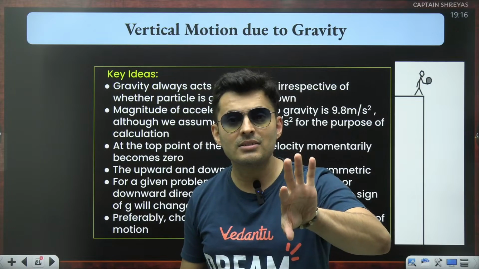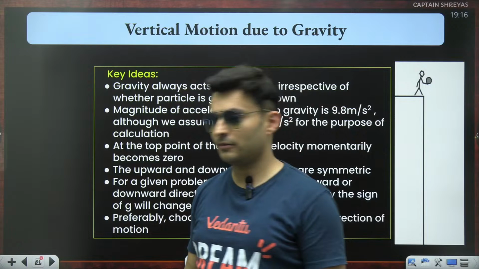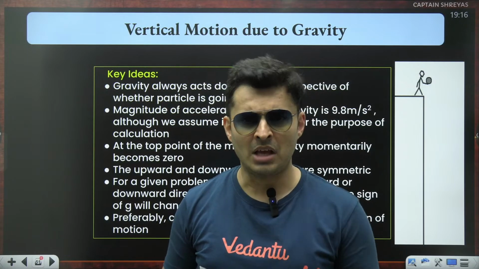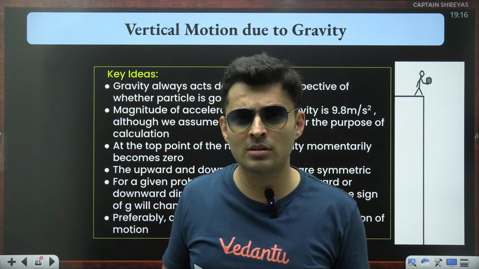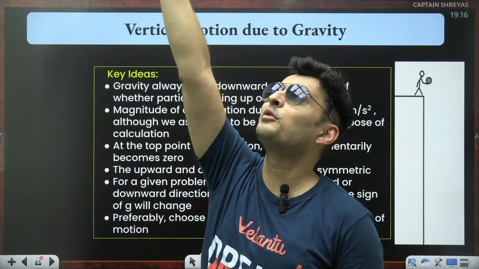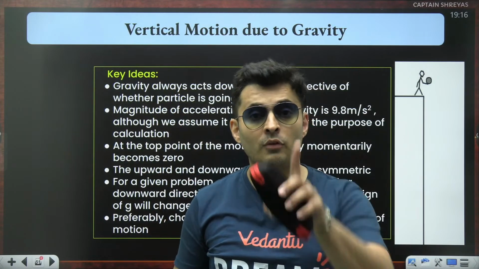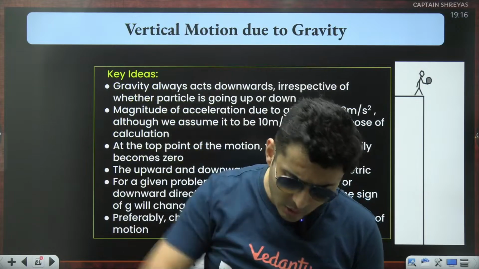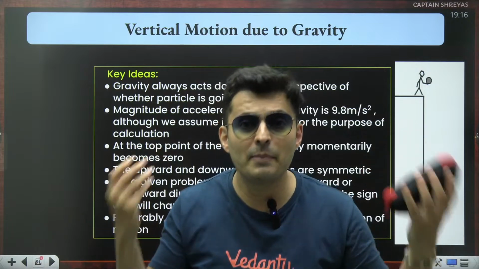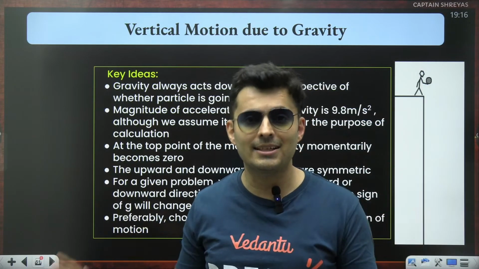So it depends what direction you choose as positive. Same way, acceleration due to gravity. Acceleration due to gravity is always down. So for Pandu, who assumed upwards as positive, the value of g will be negative. For Champa, who assumed downwards as positive, acceleration due to gravity will be plus 9.8 meters per second square. As simple as that.